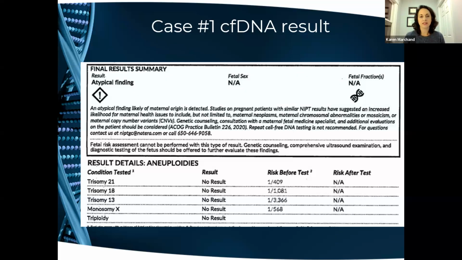And in this case, it says that an atypical finding suspected to be of maternal origin was detected, and that studies on pregnant patients with similar results suggest increased likelihood for maternal health issues, to include potentially maternal neoplasms or maternal chromosome abnormalities. And so reading between the lines, this tells me they saw multiple aneuploidies in this specimen, which is something that is certainly suggestive of malignancy.